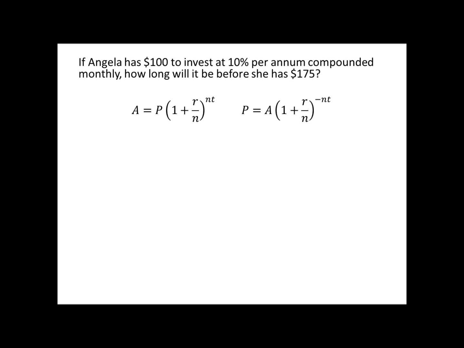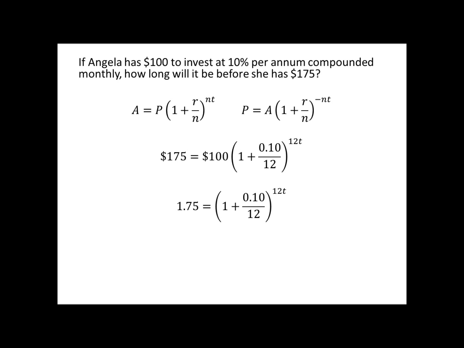So we actually have our choice. We could use the compounded interest formula, or we could use the present value formula. It really doesn't matter. We're going to be solving for time, and it's going to be very similar either way. I like to use the one on the left just because that power is positive then. So I'm going to plug 175 in for A. I'm going to plug the 100 in for her principal. Our rate is 10%, but that gets plugged in as 0.10. And it's compounded monthly, so we plug in 12 for n.